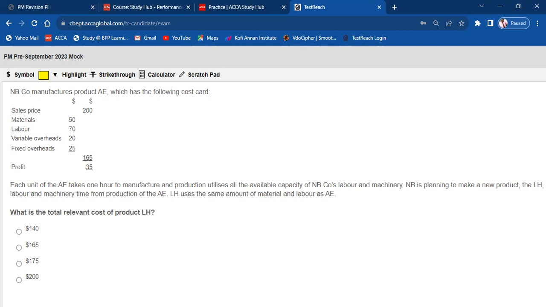Friends, although we didn't do relevant costing, we saw a bit of this when we did transfer pricing. Because transfer pricing also uses relevant costing techniques called opportunity costing method. They want to make a new product, LH. LH uses the same amount of material and labor.